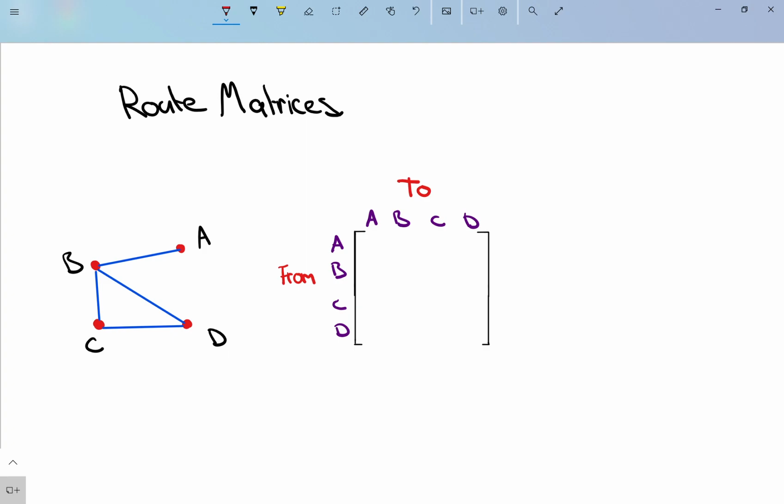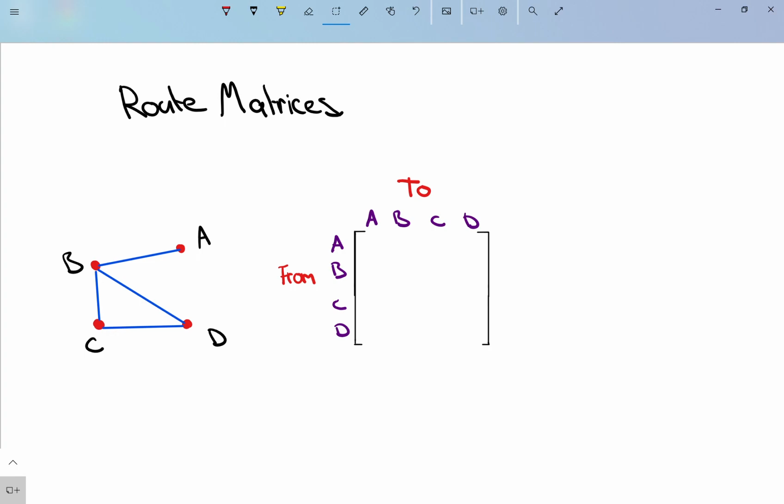Today we're going to be looking at route matrices. For those of you that aren't at school, and even for those that are, this can be quite a difficult topic to understand, because matrices can be difficult by themselves, and then we're adding this additional layer of complexity talking about the amount of possible routes between networks. So we're going to break this down slowly.